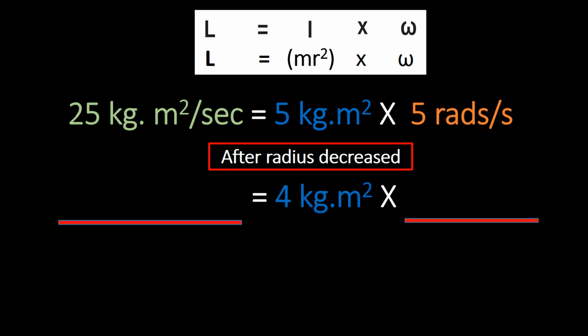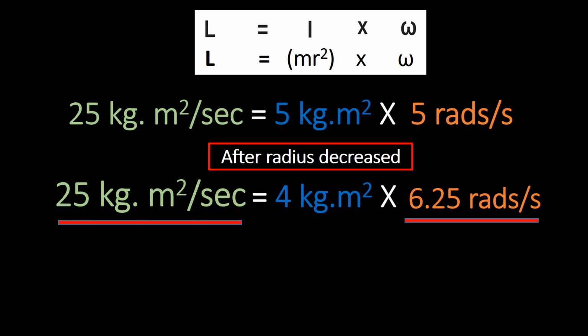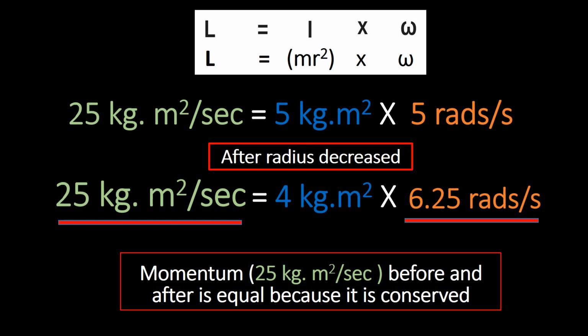When the boy brings his hands together, the radius will decrease, causing the moment of inertia to decrease from 5 kg meter square to 4 kg meter square. But how will these changes affect the momentum and angular velocity? The angular momentum remains constant, but the angular velocity will increase from 5 radians per second to 6.25 radians per second so that it can achieve the same angular momentum. We can conclude that changes in moment of inertia and angular velocity will not affect the angular momentum because it is conserved.